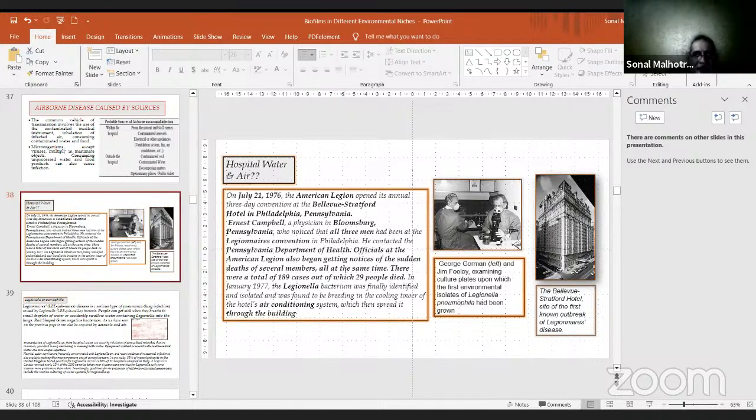Some people, about 29 people died, and the Legionella bacterium in 1977 was then finally identified.